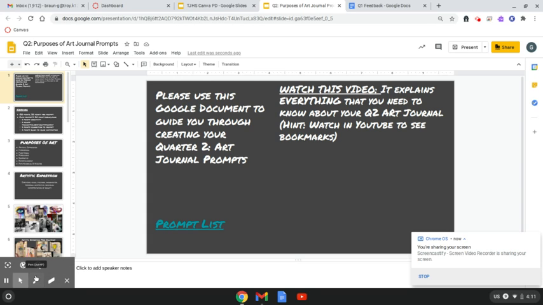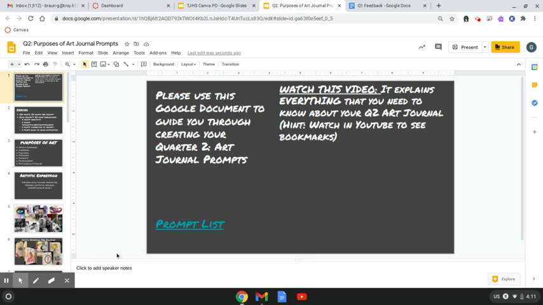All right, guys, so your quarter two art journal prompts are a little bit different than your quarter one art journal prompts. In quarter one, you dealt with the elements and principles of art. Well, for this quarter, you're going to deal with the purposes of art, which is why we make art. Why do artists make art? And you're going to be diving into that.